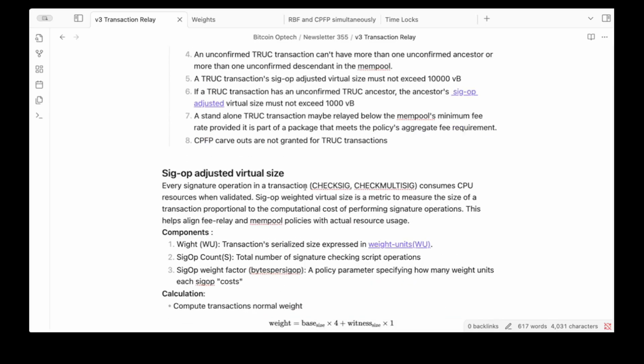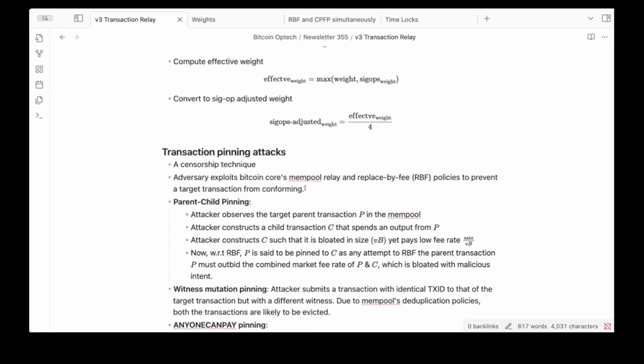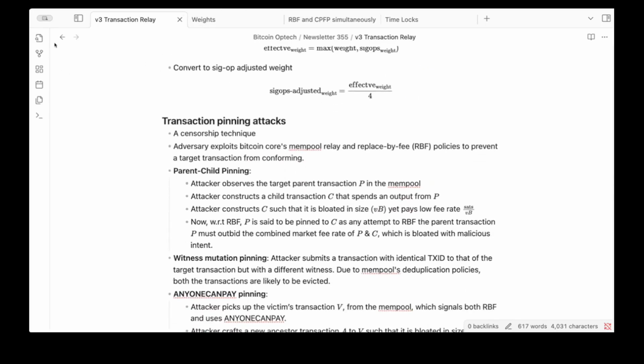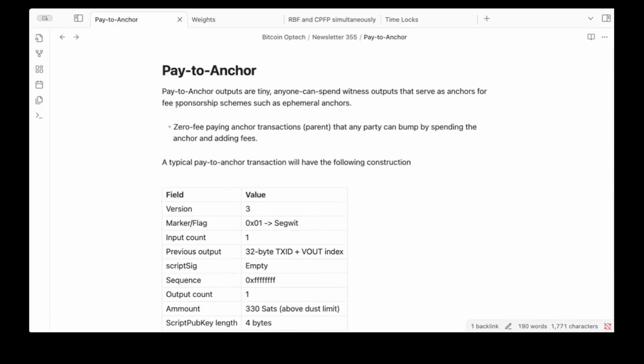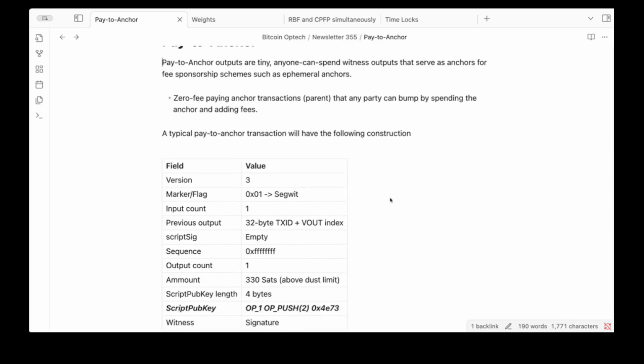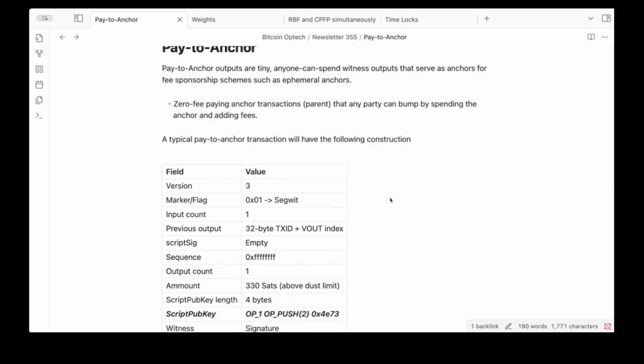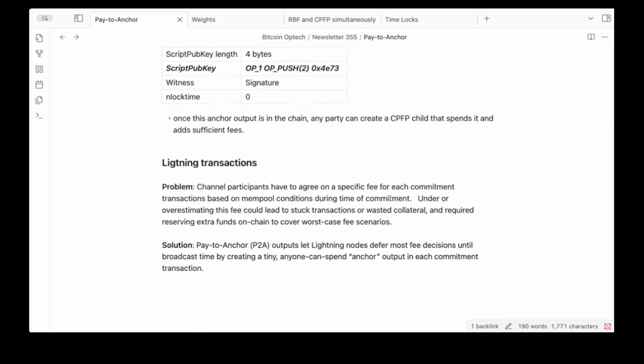So how is this related to pay to anchor? Pay to anchors are basically truck transactions. So they cannot be a normal transaction. When you construct a pay to anchor transaction, you have to specify its version to be 3. We'll first look at the problem and the solution that pay to anchor transactions offer.